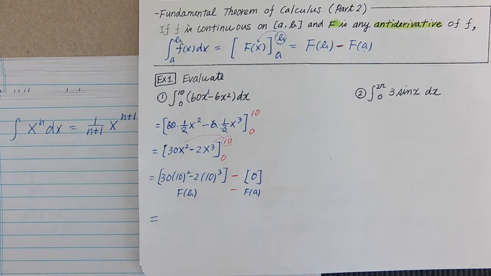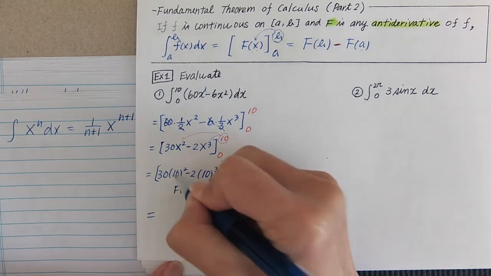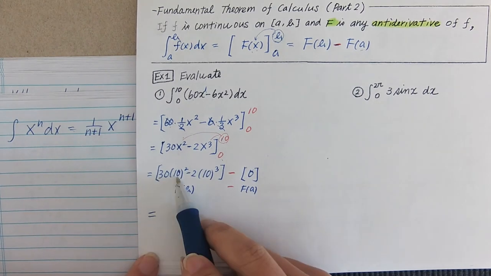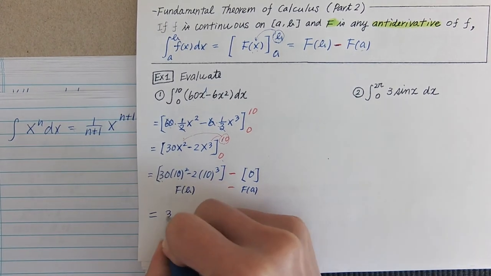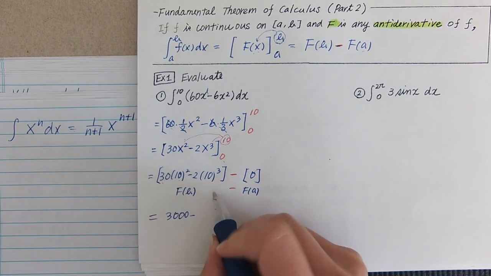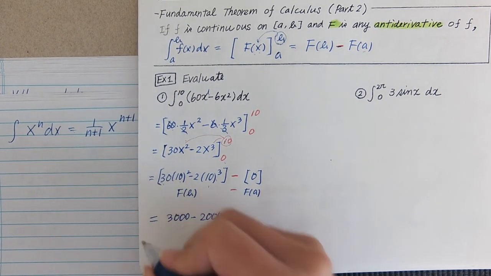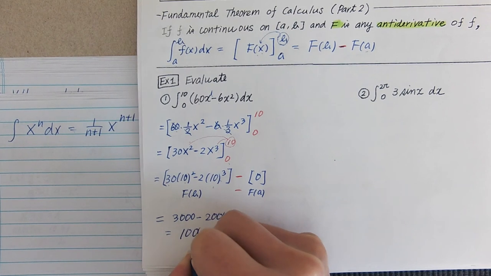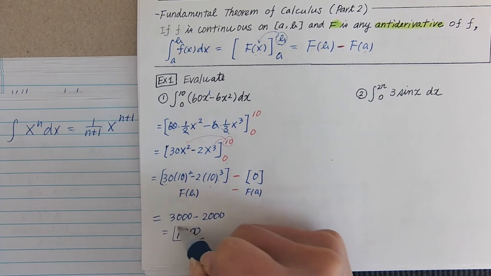What's the final answer? After you calculate that, it's done. It's 100 times 30, which is 3,000. 3,000 minus 2,000. The answer is 1,000.